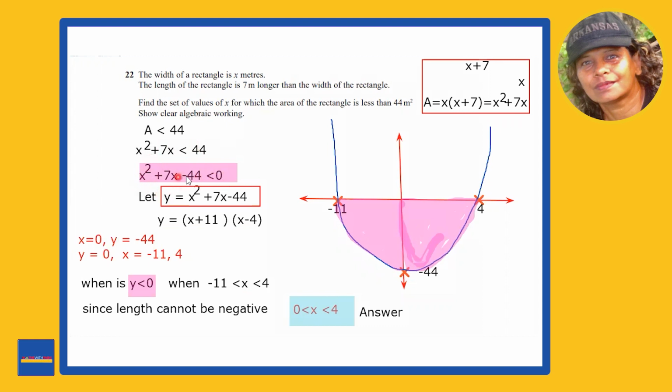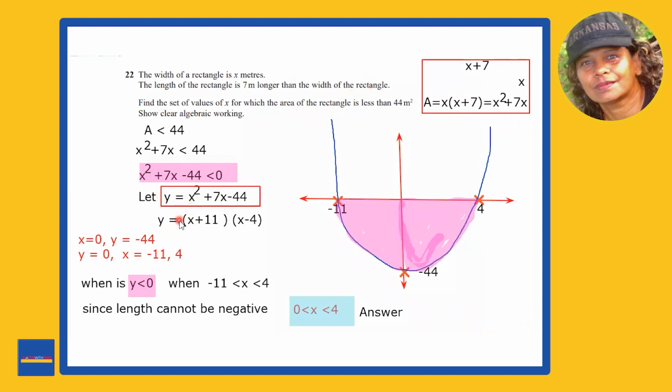Then we say let y be equal to this expression, and I'm going to factorize the expression, and I get y is equal to x plus 11 into x minus 4. Now I do that because that's how we solve inequalities. We make sure that we have the inequality and 0 on the right hand side, and then we rewrite the entire expression as y, and we try to sketch the graph.